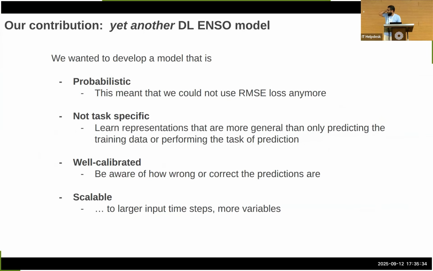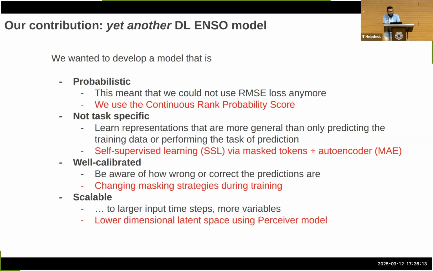In our contribution, in this yet another ENSO model, what we wanted to improve upon is that we wanted to develop a model that was probabilistic, so that we don't have to train with the RMSE loss anymore, because the root mean squared error loss is known to lead to blurry outputs. The Geoformer model and the Ham model, neither of them is probabilistic. We also did not want our model to be too task specific. We wanted our model to have a little bit of generalizability, a little bit along the lines of a foundation model. And as the title says, we want our model to be well calibrated. In addition, we also wanted it to be scalable to larger input time steps, more variables, and so on.